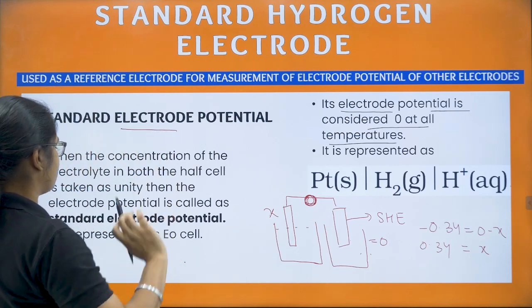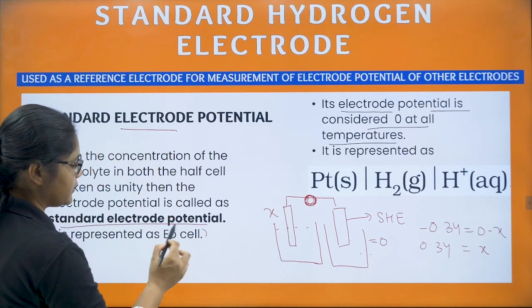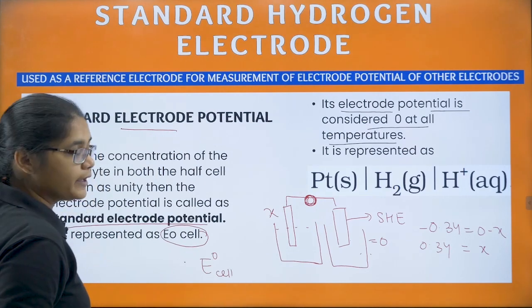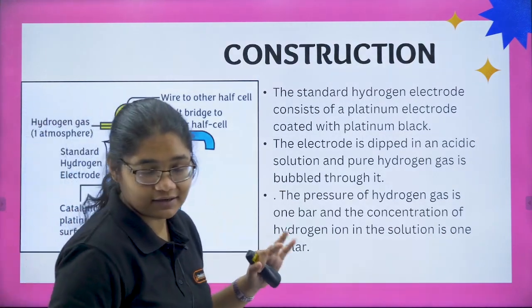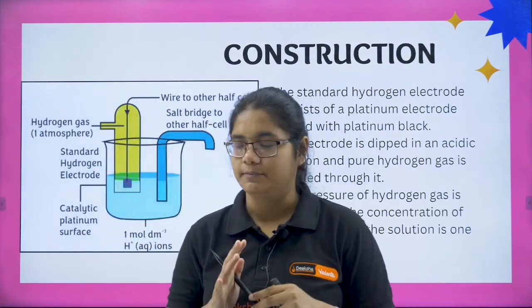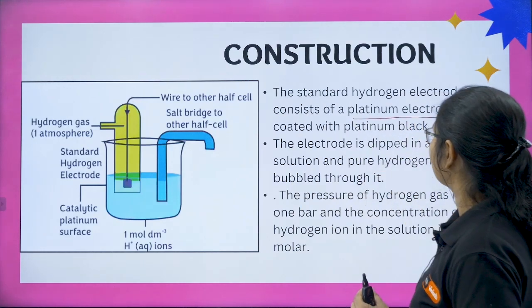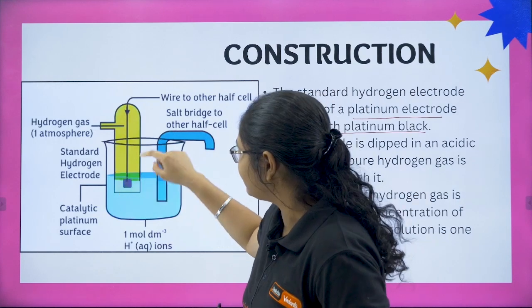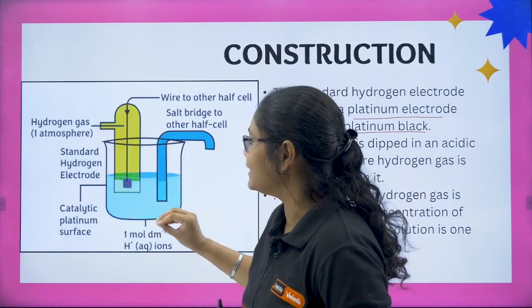Standard electrode potential I have already discussed. When the concentration is 1 molar, we call it standard electrode potential, and it is represented as E naught of the cell. Now let's talk more about the standard hydrogen electrode, how it is constructed. The standard hydrogen electrode has one platinum electrode coated with platinum black. It is a platinum electrode and it is coated with platinum black.